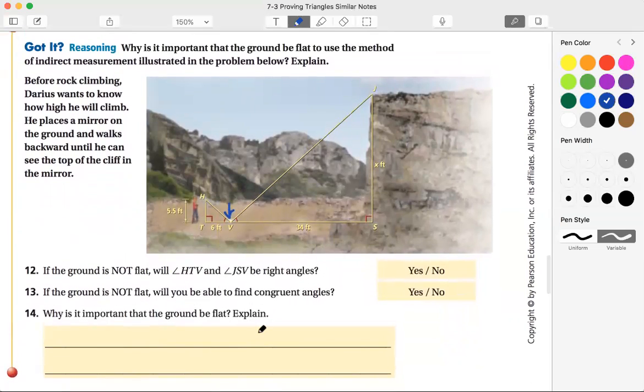If the ground is not flat, will angles HTV and JSV be right angles? No. If the ground is not flat, will you be able to find congruent angles? No. Why is it important that it's flat? So that we have right angles.